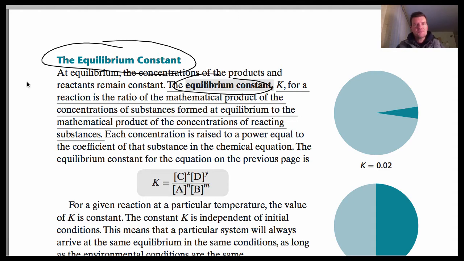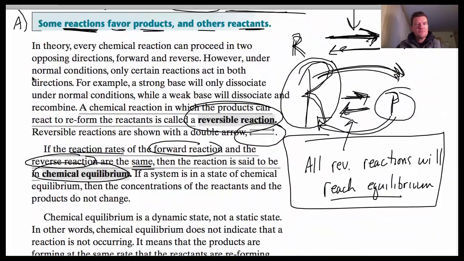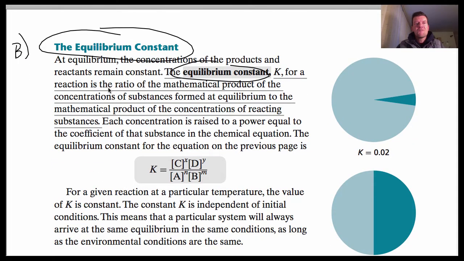The equilibrium constant, you need to write this down. This is important. Okay? The equilibrium constant here is a ratio of what? The product of the concentrations of the substances formed at equilibrium, and it's going to be the products over the reactants. Okay, products over reactants. I'll show you exactly what I mean here. Just watch.